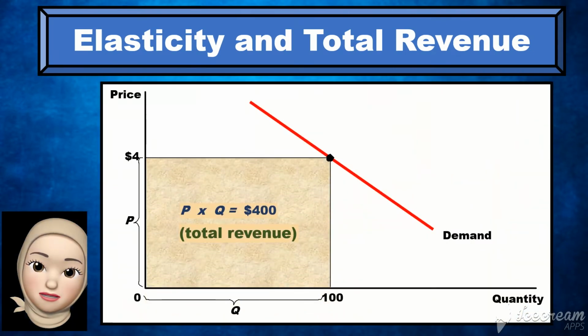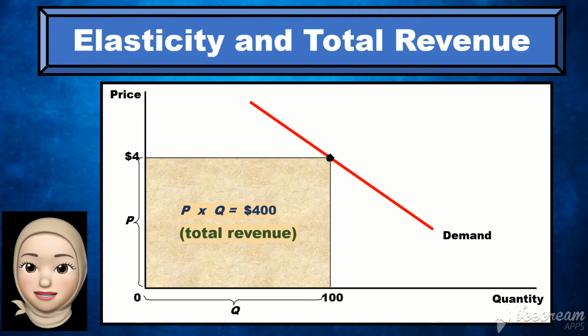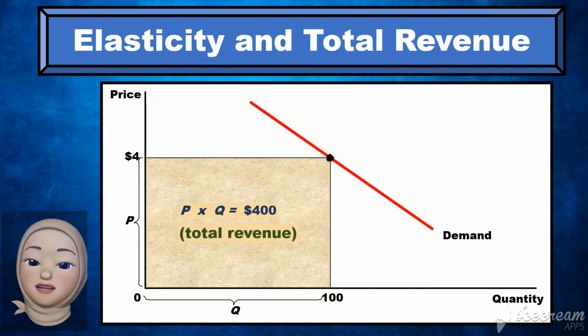The slide shows an example of a graph to find total revenue. In this graph, the price is equal to $4 and the quantity demanded is equal to 100 units. Therefore, the calculation of total revenue is $4 times 100 units, which is equal to $400.